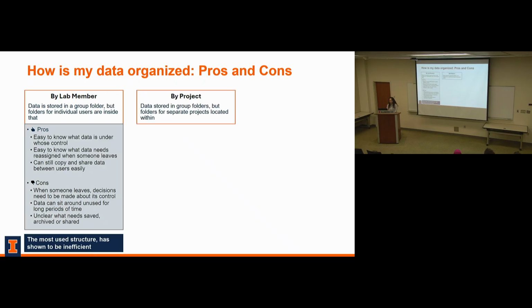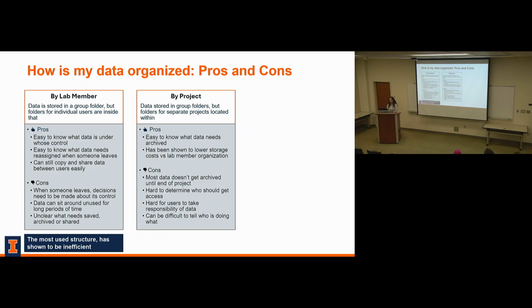So what about by project? It's easy to know what data needs to be archived because everything is organized by project. It has been shown to lower storage costs compared to by lab member because there's no duplicate copy of data here and there. And the disadvantages: most data doesn't get archived until the end of the project. Some projects can run for years and not get archived until they're finished.